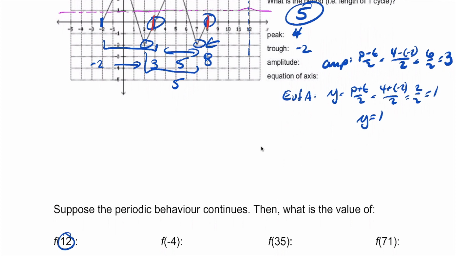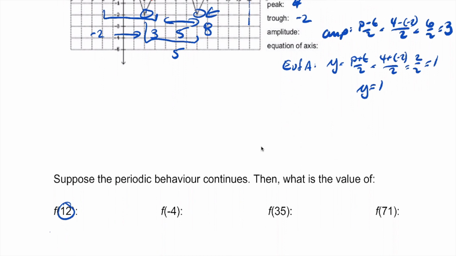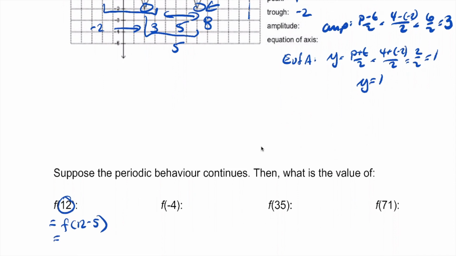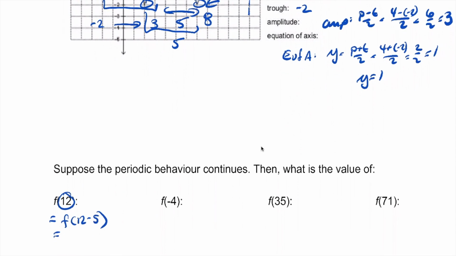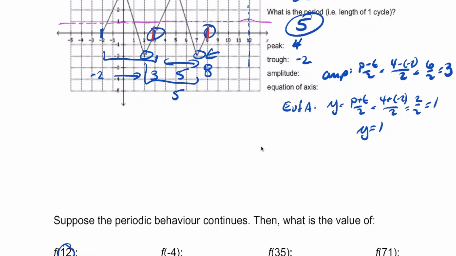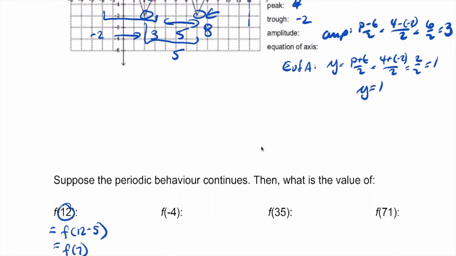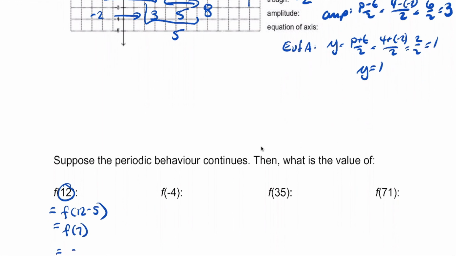So in this case, well, we could say that f of 12 is the same thing as f of 12 minus 5. Because why do we want to go subtracting 5? Because it will give us a point that's actually on our graph. So in this case, this is the same thing as f of 7. And we look at f of 7, it happens to be at our trough. So that's just going to evaluate to negative 2.